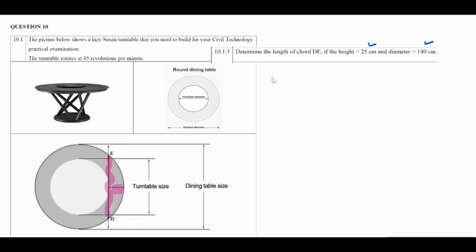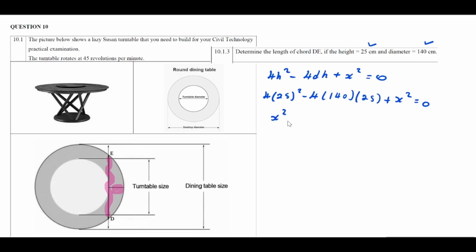So the formula that we are going to use is 4h squared minus 4dh plus x squared, all of this equals 0, where x represents the length of the chord. H is given as 25 and d is given as 140. So you're just going to substitute. H is 25, don't forget to square, minus 4, d is 140, h is 25, plus x squared. All of this is equal to 0.